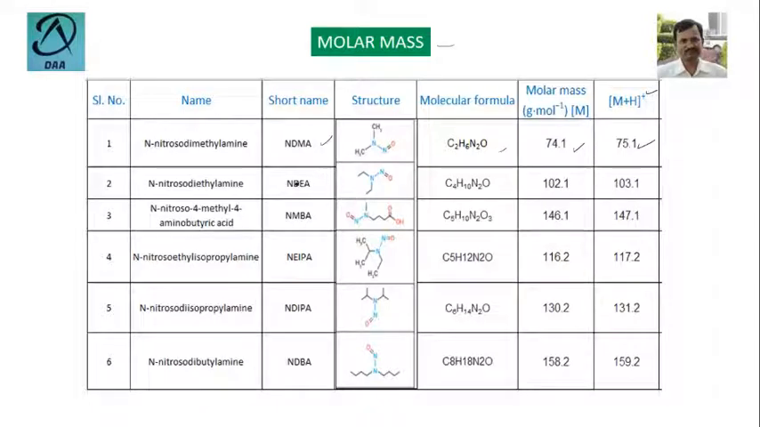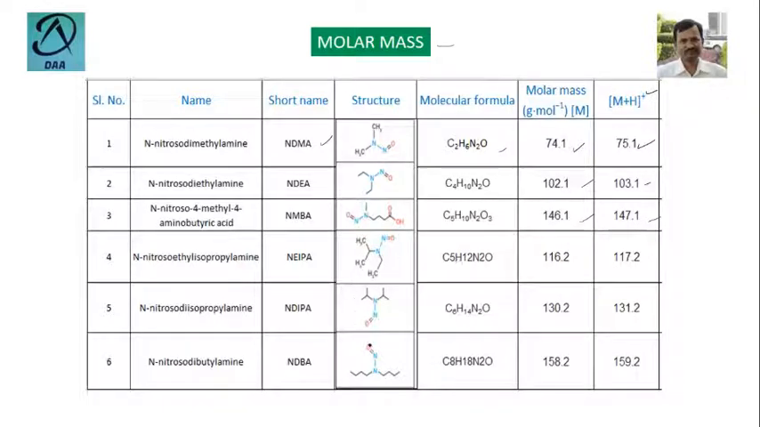And similarly, for the other nitrosamine compounds, you will find the molar mass, and if you add the 1, that means one H you need to add, then you will get the M plus H positive ion. And for another compound, NMBA, the molar mass is 146.1, and the M plus H positive ion is 147.1.